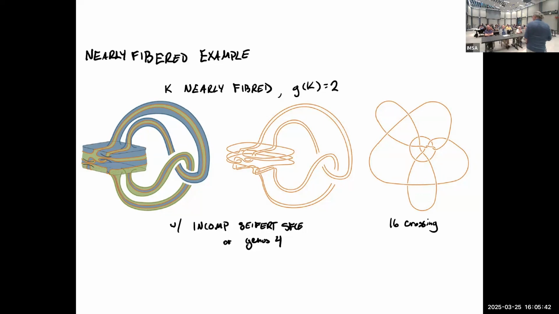How many 16 crossing knots are there? More than I can count on my fingers. But over, and maybe you just want prime ones. Yeah, I think over 100,000. There's lots. I might be off in order of magnitude.